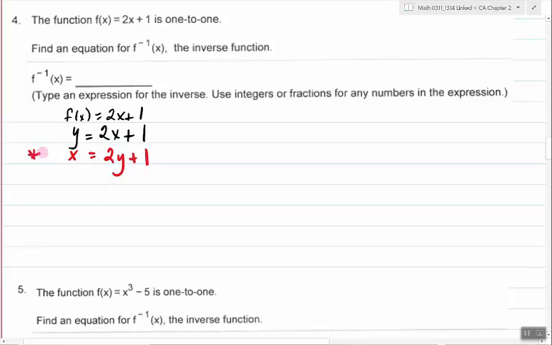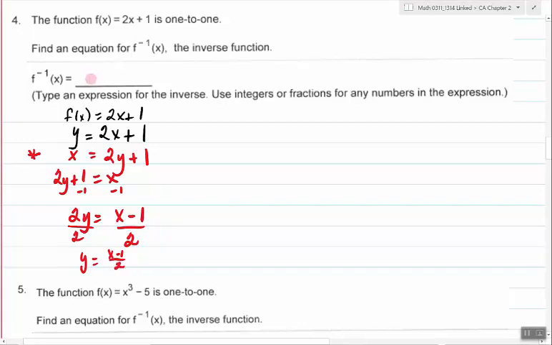Now this step is the inverse, but it's not in the format that I want. So I'm going to just swap sides. 2y plus 1 is equal to x. Subtract 1 from both sides. 2y is equal to x minus 1. Divide by 2. Y is equal to x minus 1 over 2. I didn't write it, but this is the inverse. F inverse of x is x minus 1 over 2.